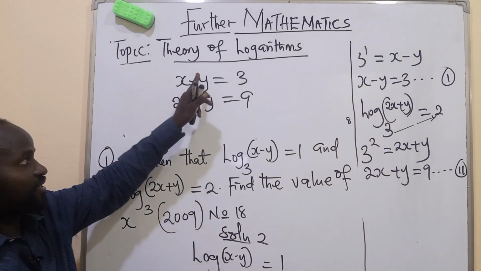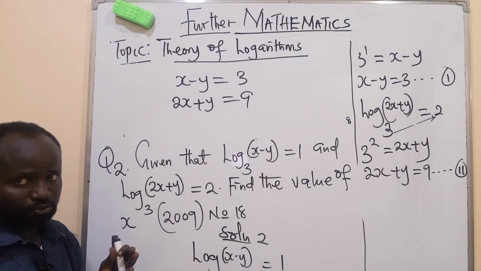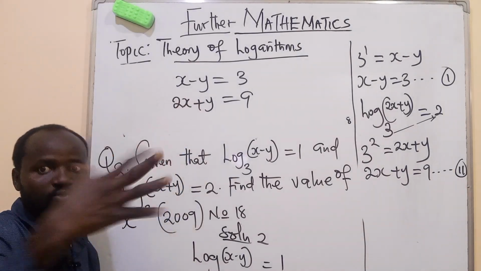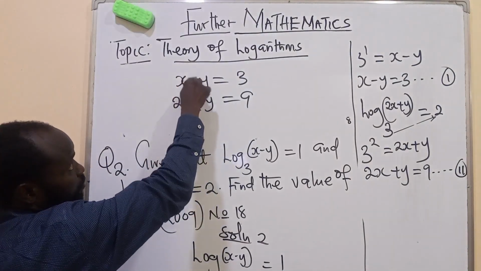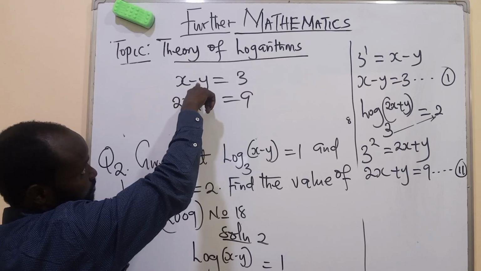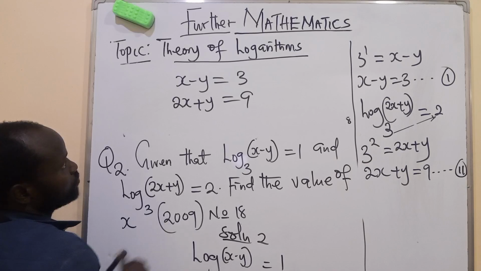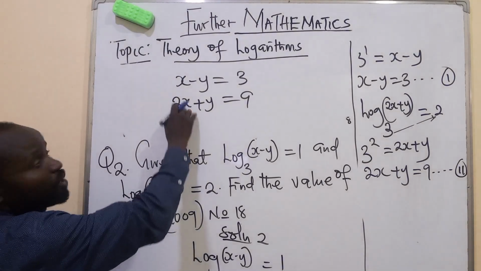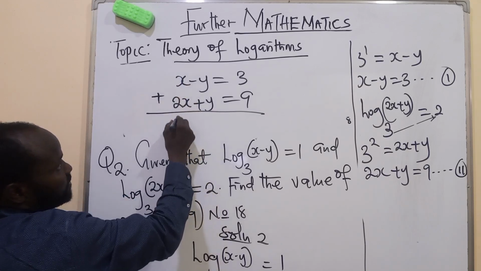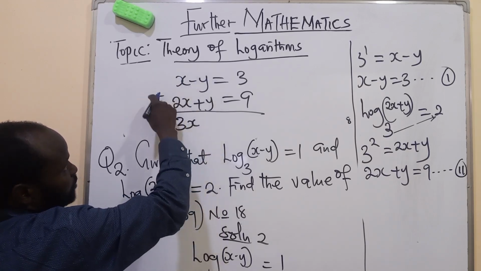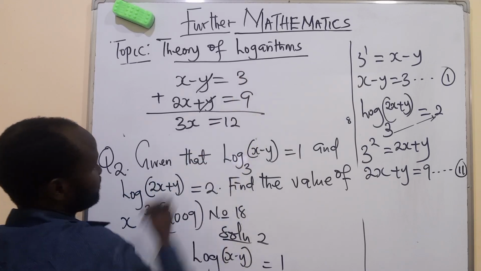You can see clearly that we can use the elimination method here. We can either use elimination or substitution. Let's use elimination preferably. We can easily eliminate y. Why? Because the coefficient of y in equation 1 is minus 1, and the coefficient of y in equation 2 is plus 1. So to eliminate y, we add equation 2 and equation 1 together. x plus 2x will be 3x, minus y plus y will be 0, then 3 plus 9 will be 12.